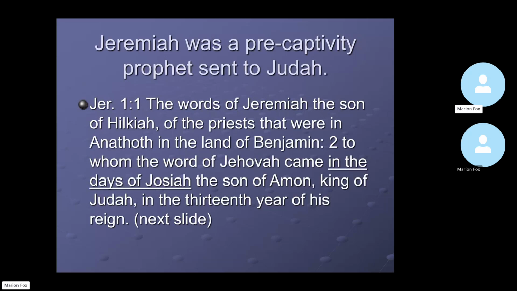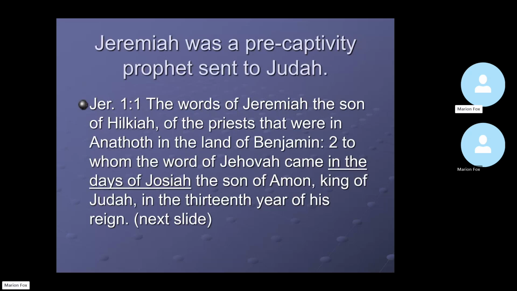Now, Jeremiah was a pre-captivity prophet sent to Judah just before their captivity. The words of Jeremiah, the son of Hilkiah, of the priests who were of Anathoth in the land of Benjamin. So he was a priest to whom the word of Jehovah came in the days of Josiah, the son of Ammon, king of Judah, in the 13th year of his reign. So he dates the time, the 13th year of Josiah, king of Judah. So we need to read about Josiah and what all went on with him.